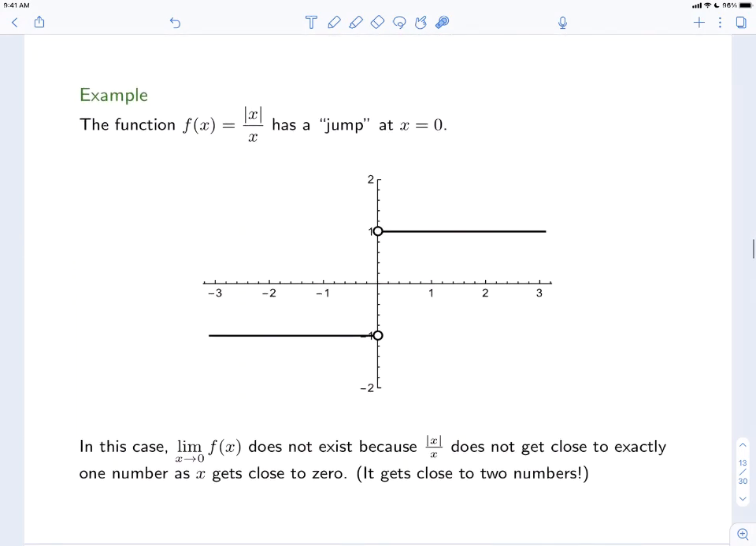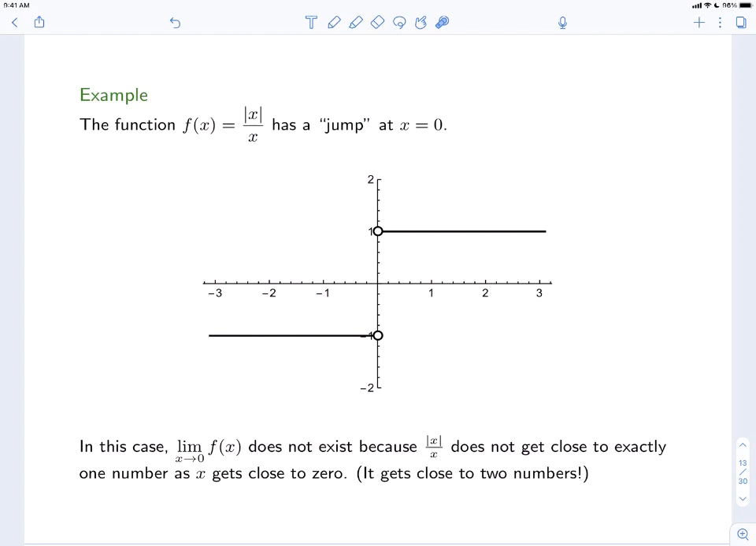Let's look at another example. The function f at x equals the absolute value of x over x has what we call a jump at x equals 0. And you can see that from the graph. If you're looking at values of x which are positive, then the absolute value of x is just going to be equal to x. So if you're looking over here to the right of 0, then f at x is the absolute value of x over x. You're just looking at x divided by itself. So you're going to get 1.